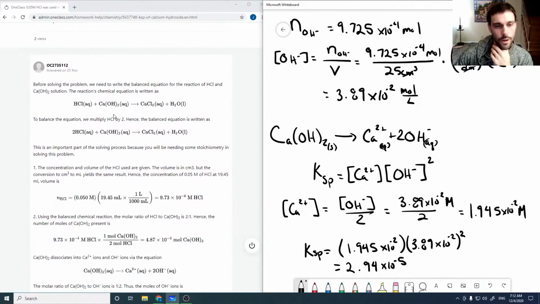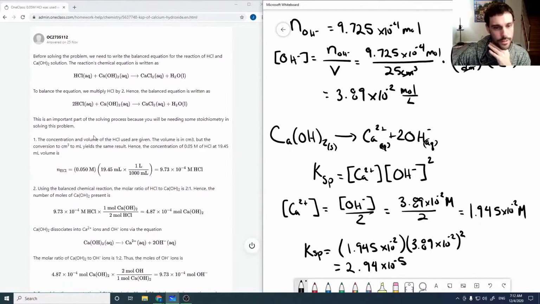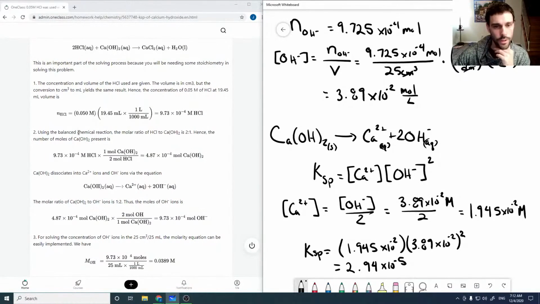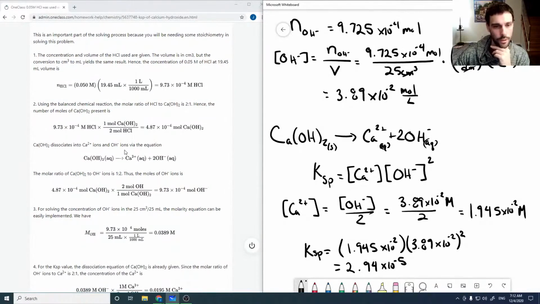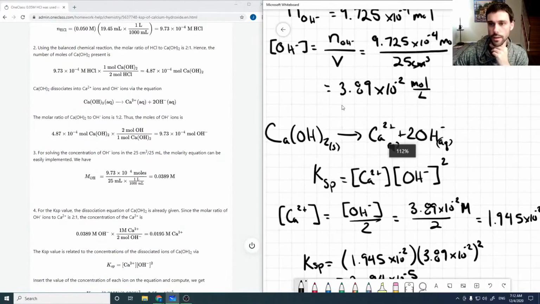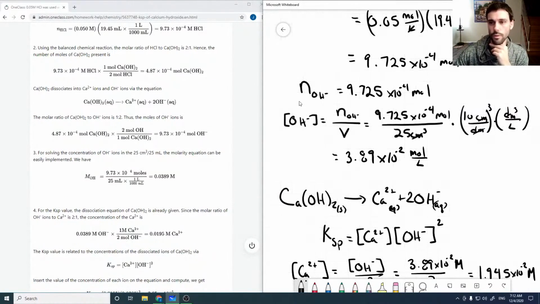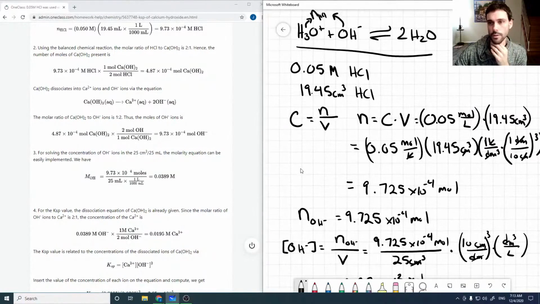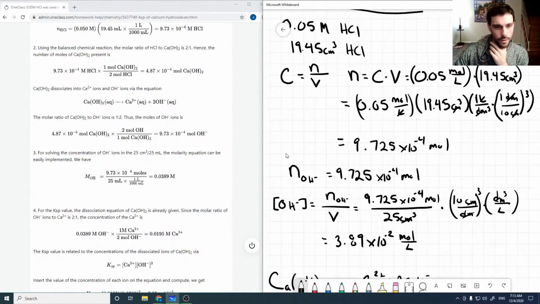You can also write a balanced chemical equation for the whole thing, but HCl and calcium hydroxide do completely dissociate, but you can write it like this. If you do it this way though, you calculate your number of moles of HCl, and then you would need to divide by 2 to get your number of moles of calcium hydroxide, but then you would need to multiply by 2 to get your number of moles of OH minus. And so your number of moles of OH minus still comes out to be 9.725, because your number of moles of OH has to equal your number of moles of H3O plus. Okay, so that looks good.